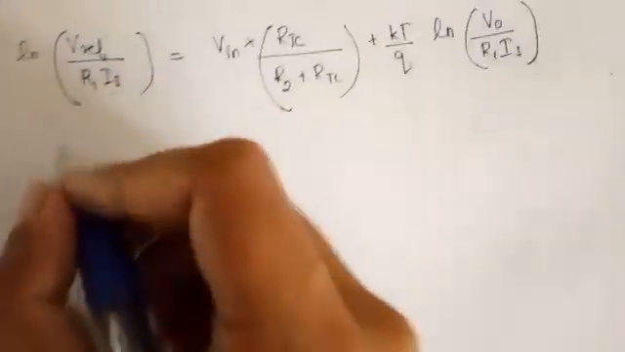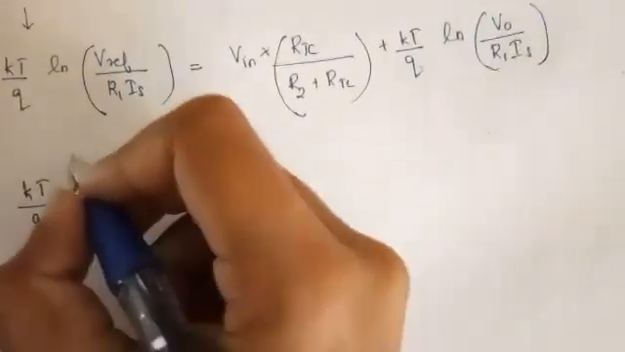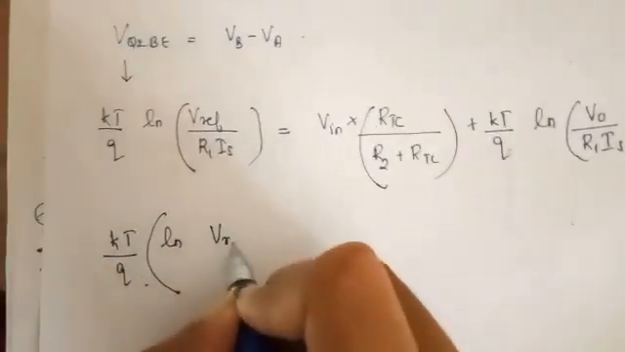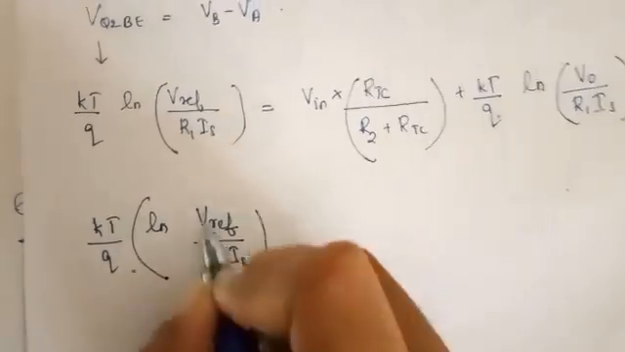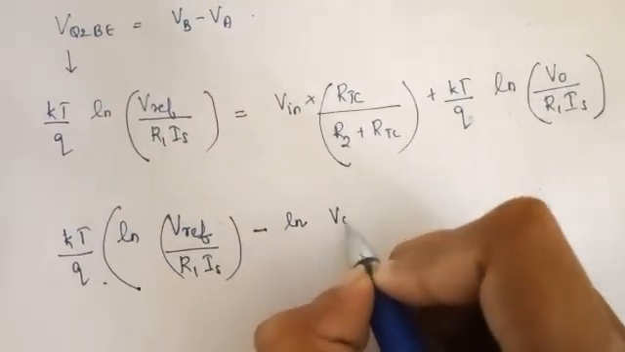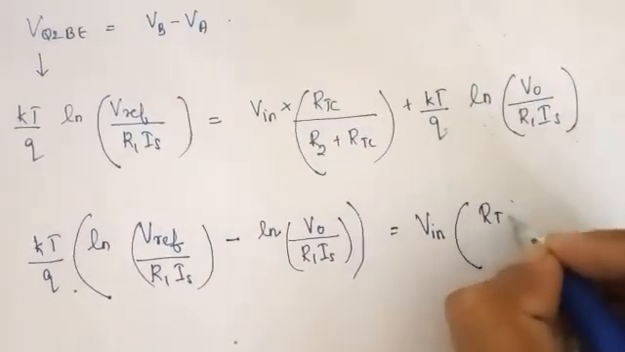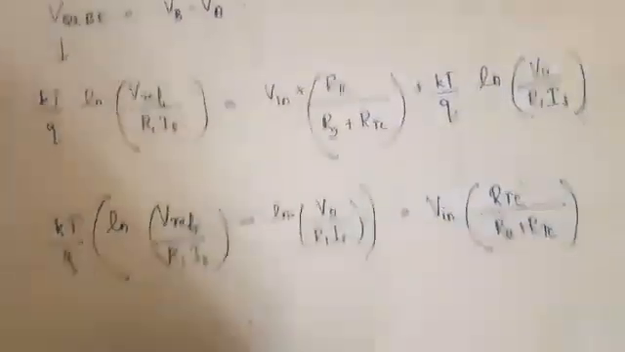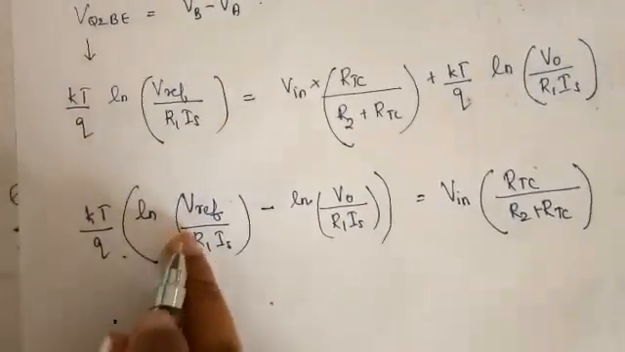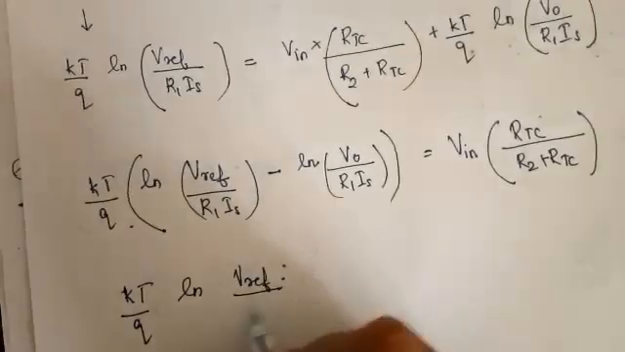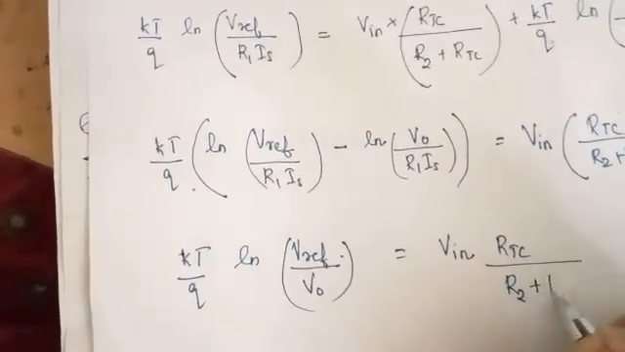Okay, now we rearrange this. We put the two terms that have ln on one side, that is, we take KT by Q outside. KT by Q times ln V reference by R1 IS minus ln V0 by R1 IS is equal to Vin into RTC by R2 plus RTC. Now we know ln A minus ln B is equal to ln A by B, so KT by Q ln V reference by V0 is equal to Vin into RTC by R2 plus RTC.